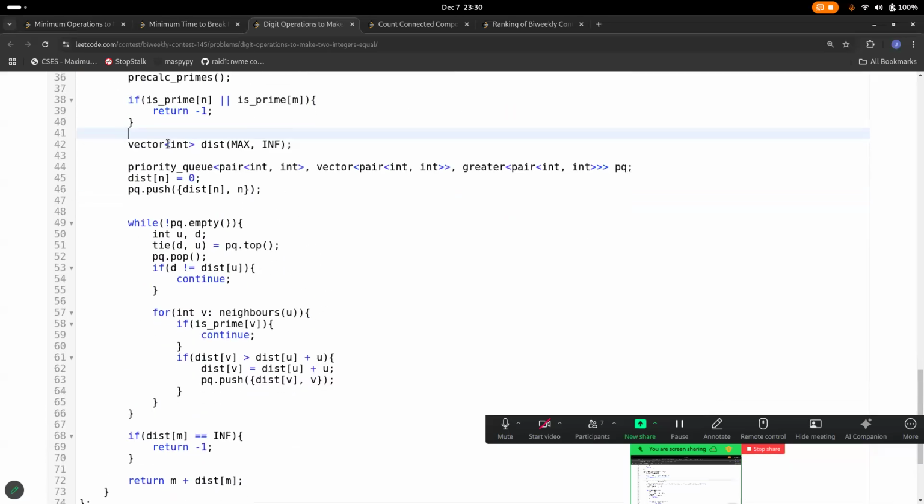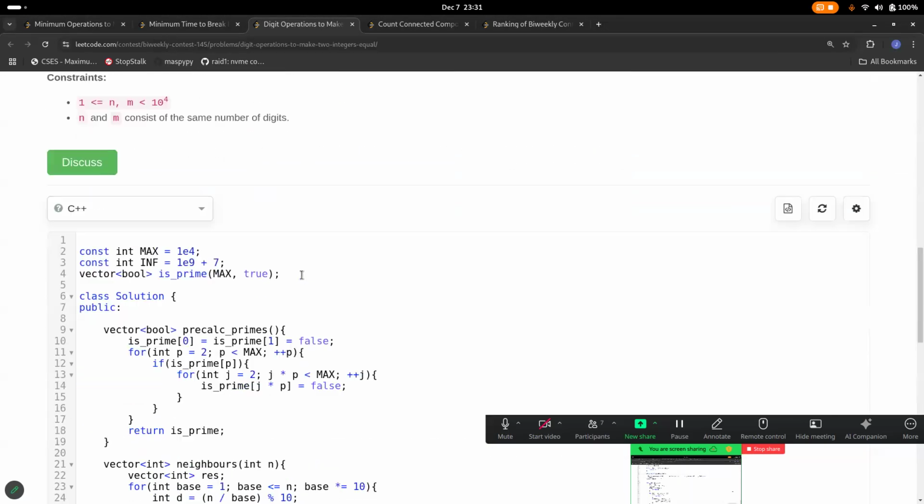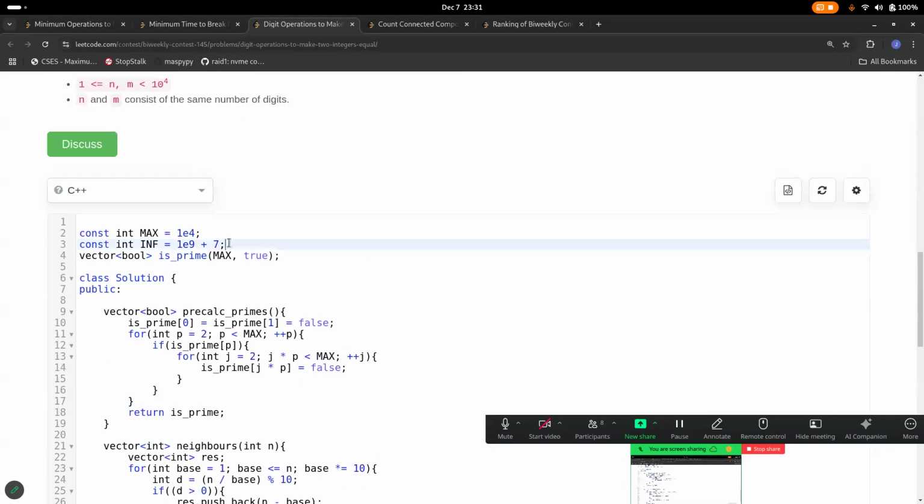Then we begin our Dijkstra's algorithm. First thing, we maintain a distance array. Initially, we say that all the nodes are at infinity. Then we have the start node n. Okay, max value, yeah, right. I missed this thing. So the max value: what is the maximum number of nodes that my graph can have?